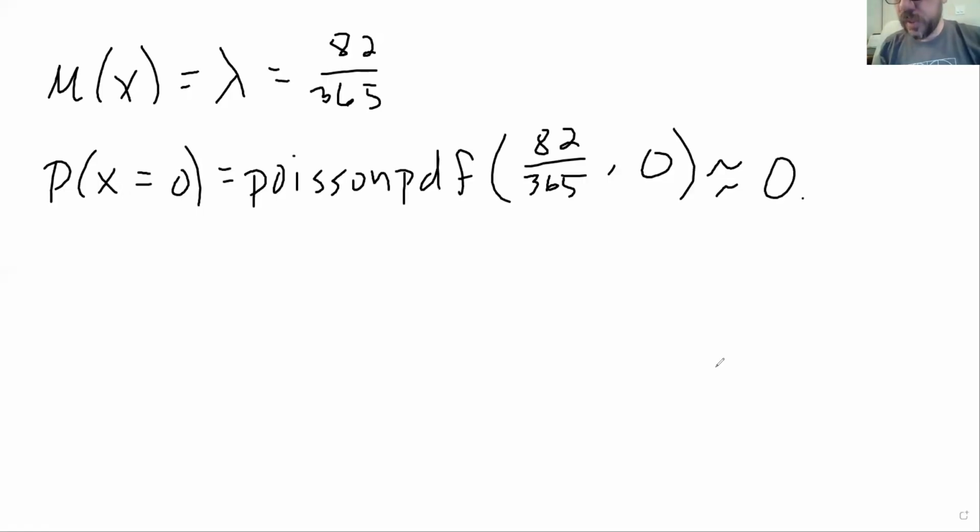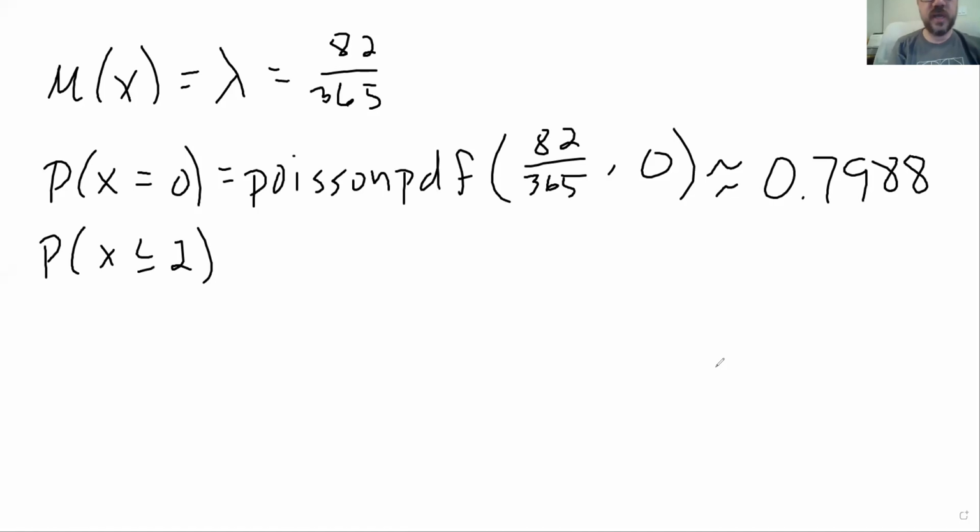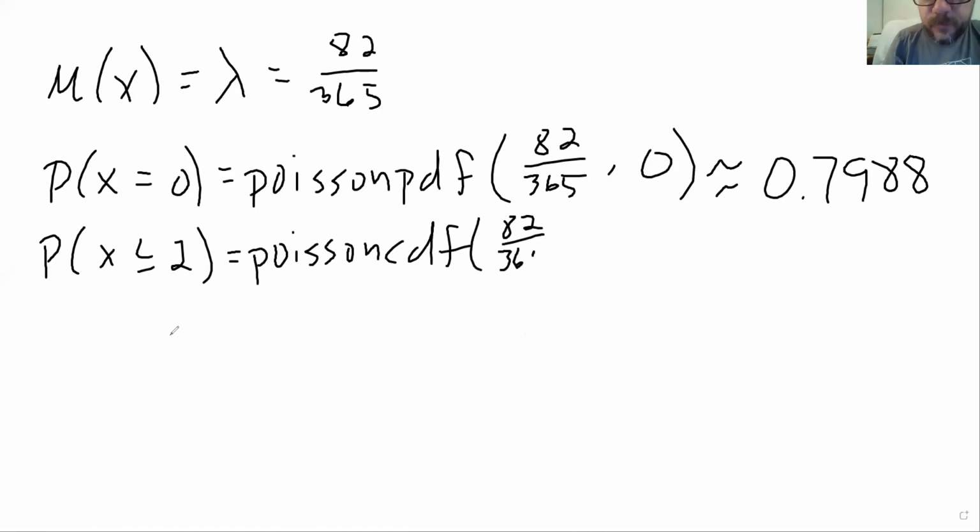So 0.7988. And then we're going to do the probability that X is less than or equal to 2. So there are 2 or fewer shark attacks. As you can imagine, this is going to be a really large number, right? 80% of the time, there are no shark attacks at all. And then this is also going to include the times where there's 1 shark attack or 2 shark attacks, but not 3 or above. So this is going to be Poisson CDF of 82 out of 365, comma 2. And I'm expecting a big number, something well into the 90%. Let's go see what it actually is.